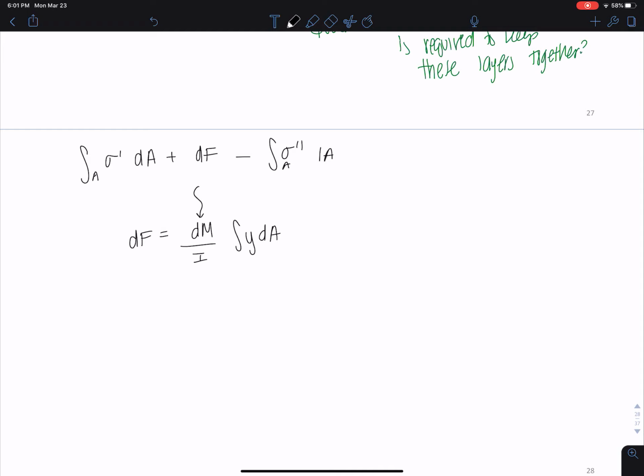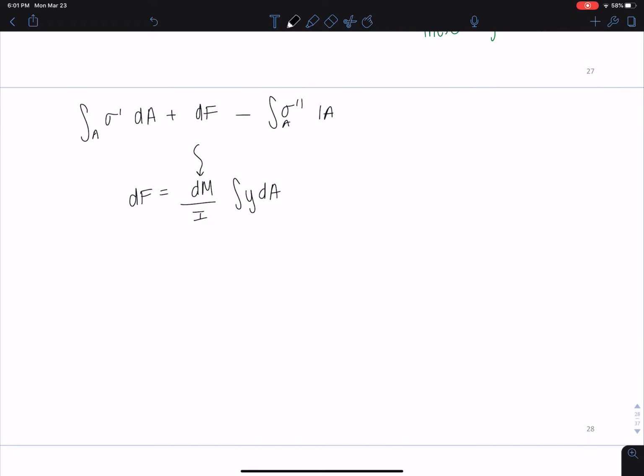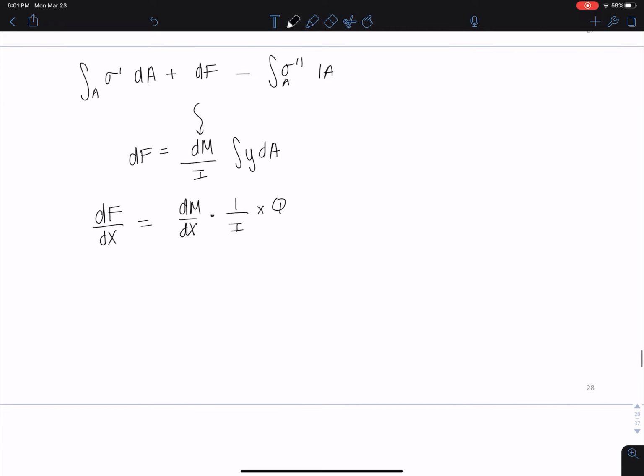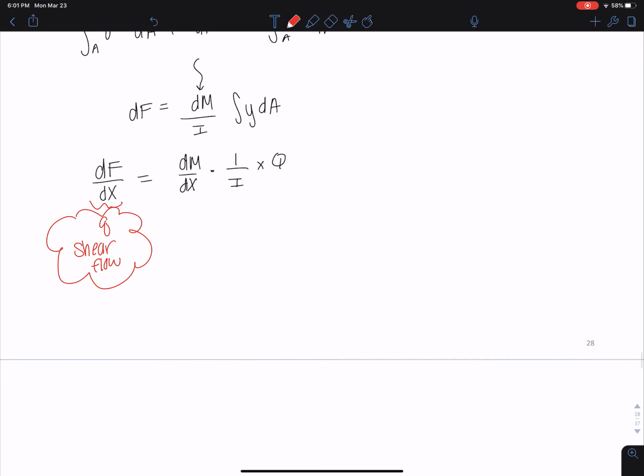And now, instead of doing dM/dx like we did before, we're still going to have dM/dx from one side, but we're going to say that this is dF/dx, which is equal to dM/dx times 1 over I times Q. And instead, we're going to leave this in terms of dF/dx, and this is called little q, the shear flow. And this is what is going to tell us how much glue is needed, basically. Shear flow is the amount of force per length. That's why we're dividing by dx here.